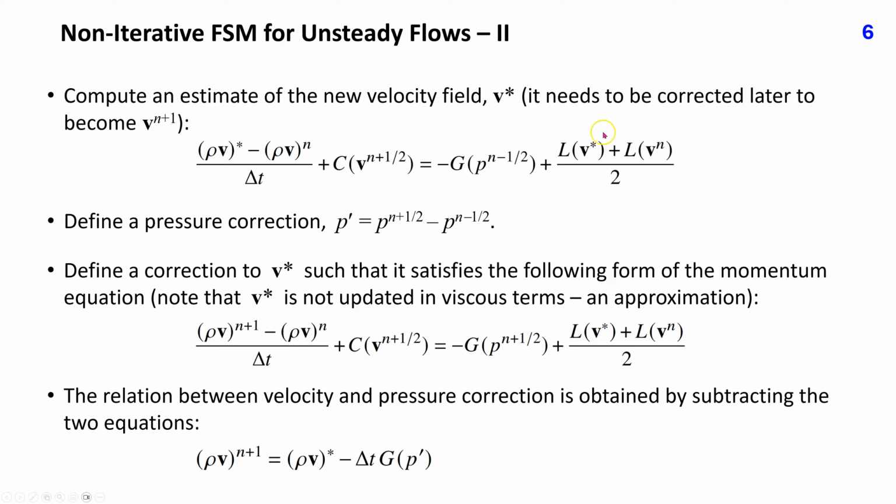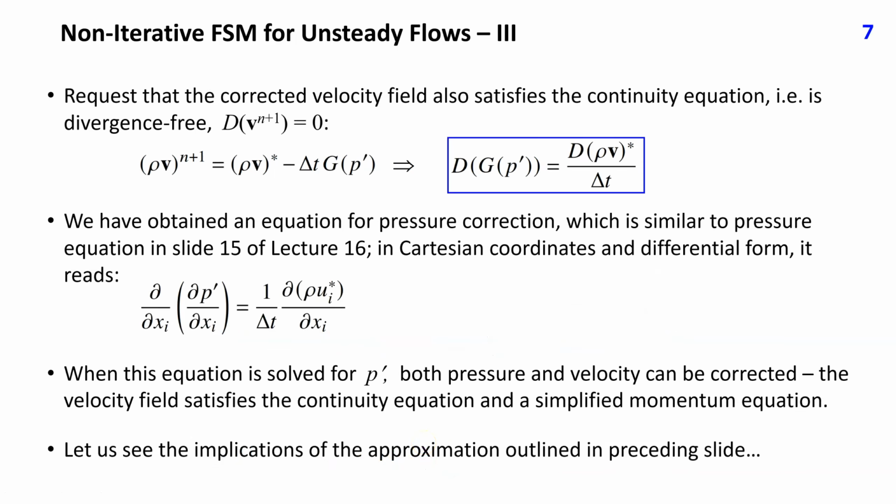By subtracting the first equation from the second equation, we obtain this relation between the corrected velocity Vn plus 1, predicted velocity V star, and the pressure correction P prime. Now the continuity equation comes into play. We require that the corrected velocity is divergence-free, thus we apply the divergence operator to both sides of this expression.